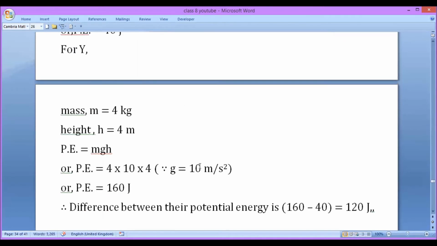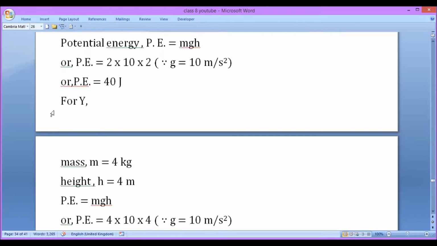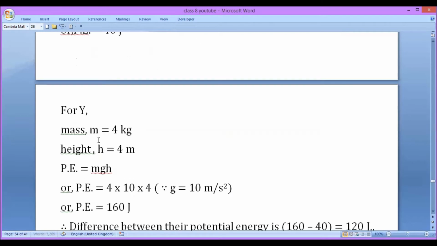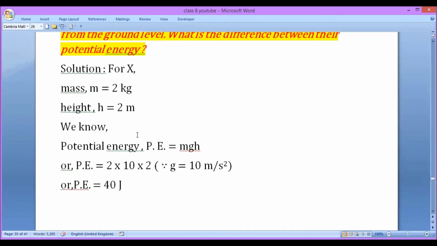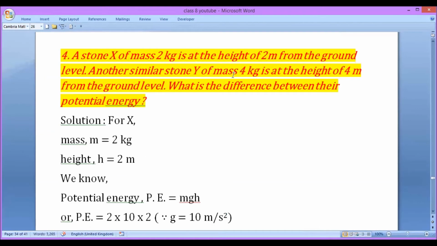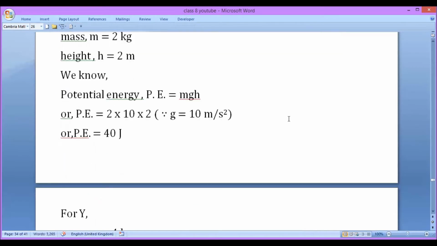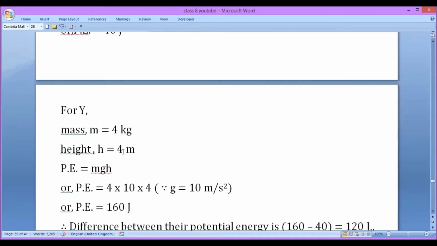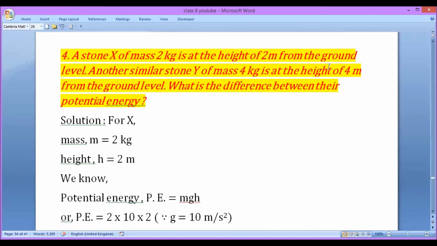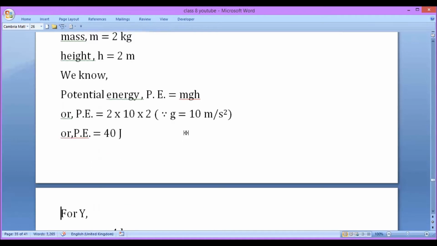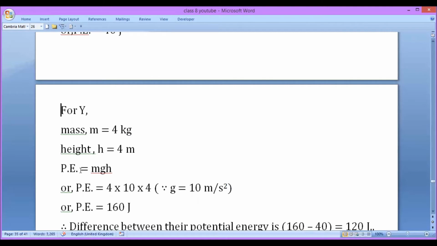Now we can compute the potential energy of stone Y. For Y, mass m is equal to 4 kg. Look at this question. Here is the mass 4 kg, and height h is equal to 4 meter. 4 meter is given here. And now we can compute the potential energy easily.